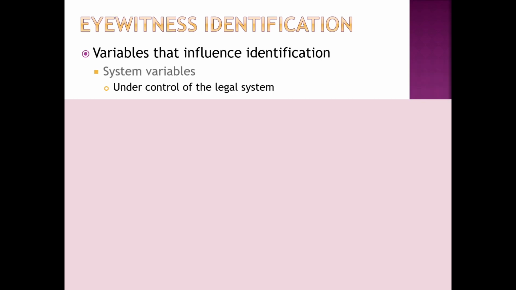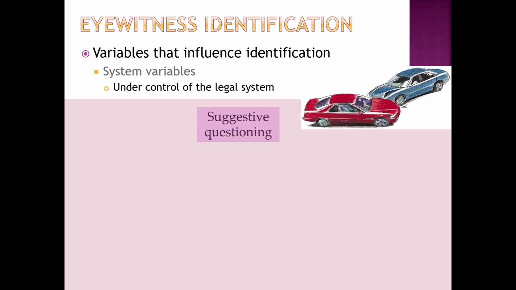Now, there are also system variables that are under the control of the legal system that can influence the identification that the eyewitness makes. Suggestive questioning is one example of a system variable. This was discovered in the mid-1970s by Elizabeth Loftus at the University of Washington. What she did was she videotaped, they didn't have videotape back then, she filmed a car accident. It was a mock car accident. She showed the video to all the participants and told them that they were going to serve as eyewitnesses in this so-called trial of this car accident.